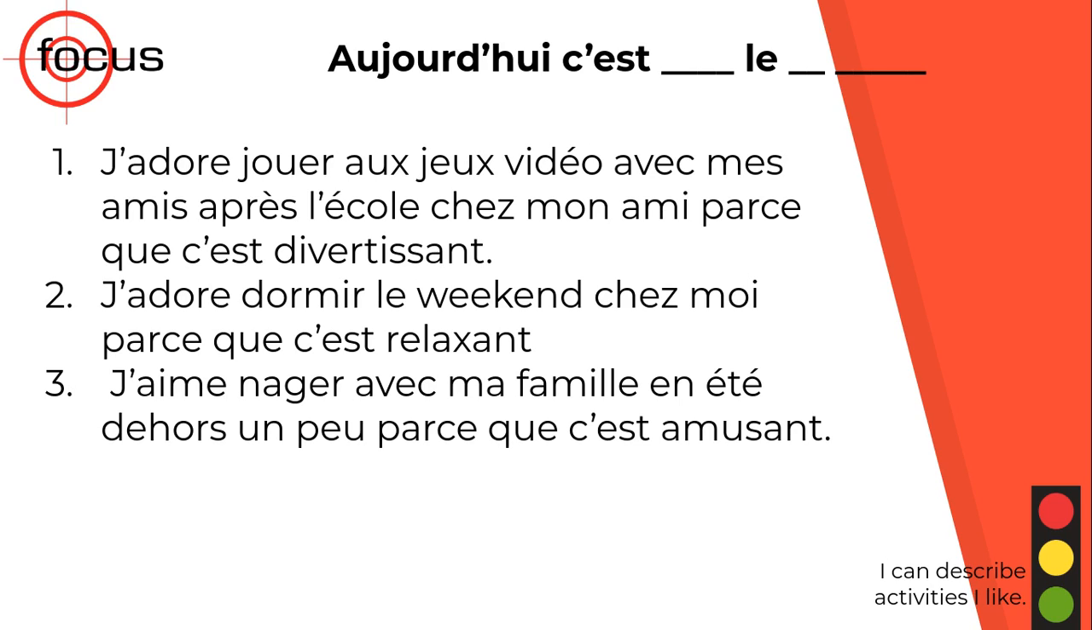So rouge, jaune, ou vert. I can describe activities I like. Rouge, I don't get it yet. I need some help. Jaune, I can do it with my notes, which means we need to do some studying still. Ou vert, I've got this. I can do this by myself.